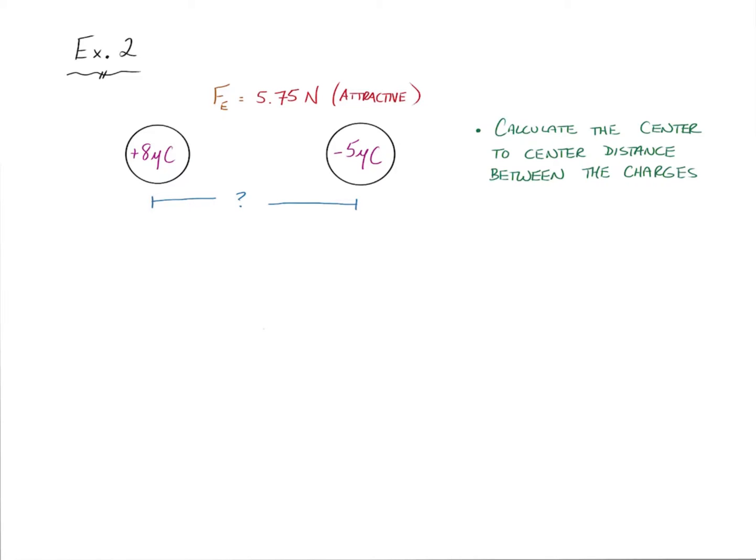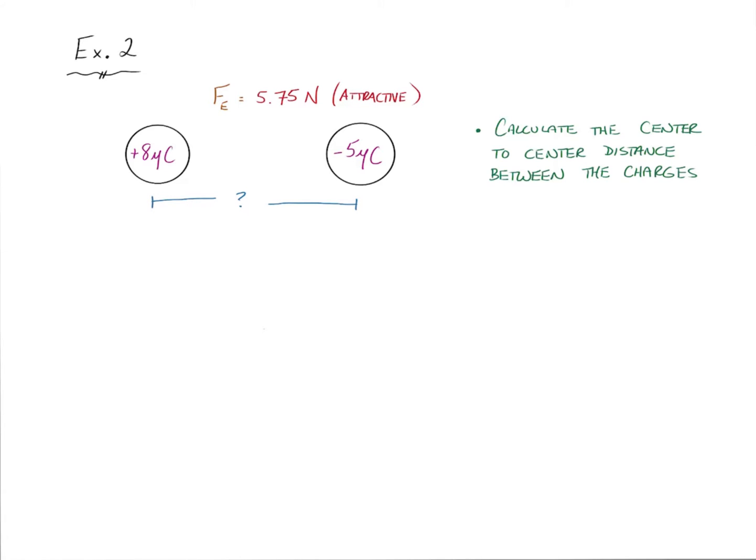In our second Coulomb's law example, we'll go about it in a slightly different way. We're given two charges, a positive 8 microcoulomb charge on the left and a negative 5 microcoulomb charge on the right. We're not given that center to center distance, but we are told that there is a 5.75 Newton force between them, and we can determine that it's attractive because it's a positive and a negative charge.